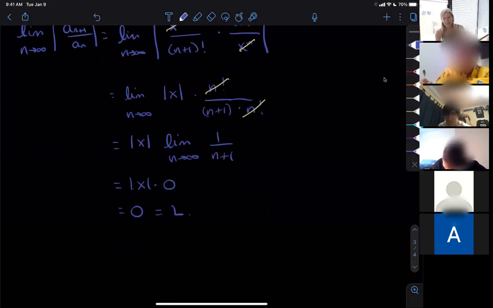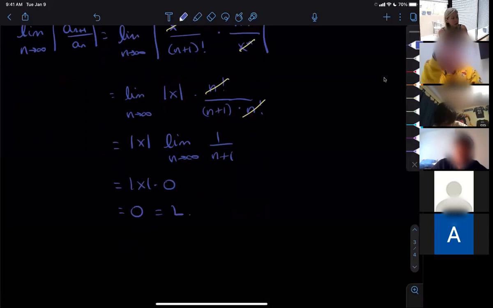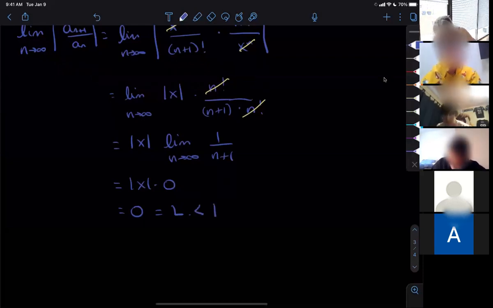What does the ratio test say? When L is 0, what do we know? It converges since it's less than 1. Yeah, that's right. It converges since less than 1. So the thing that we care about is that it's less than 1. It converges, but we're supposed to be asking a question about x values. So for what x values does this converge?